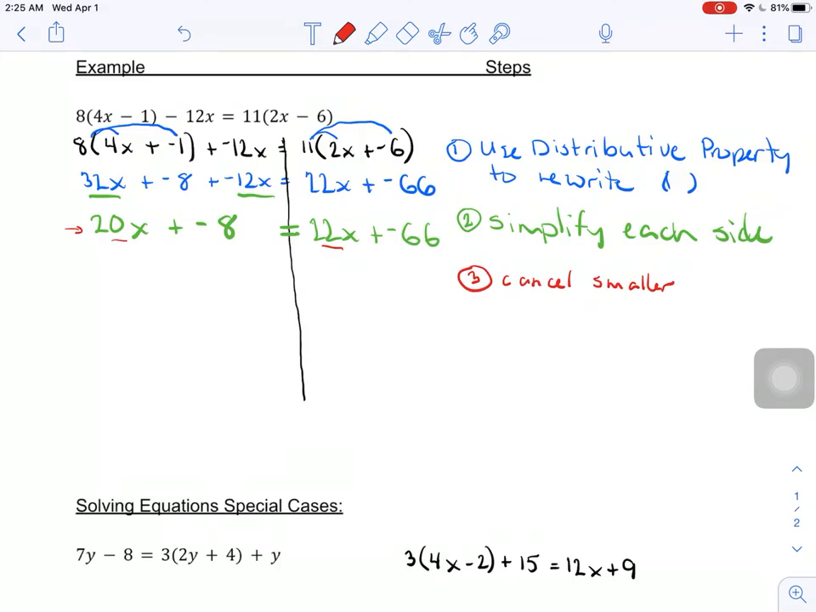Think of a good way to put that. Cancel smaller term if variables on both sides. So it's really your variables on both sides steps.